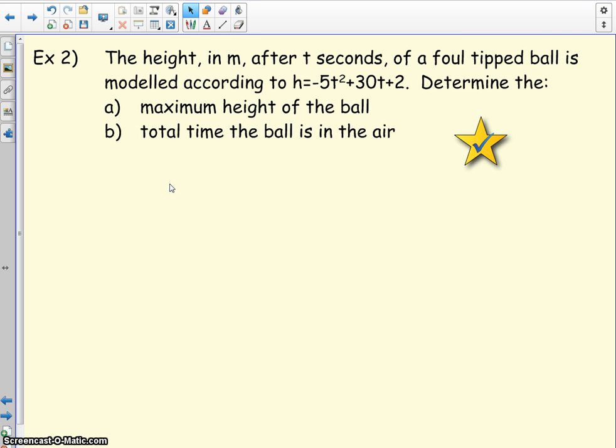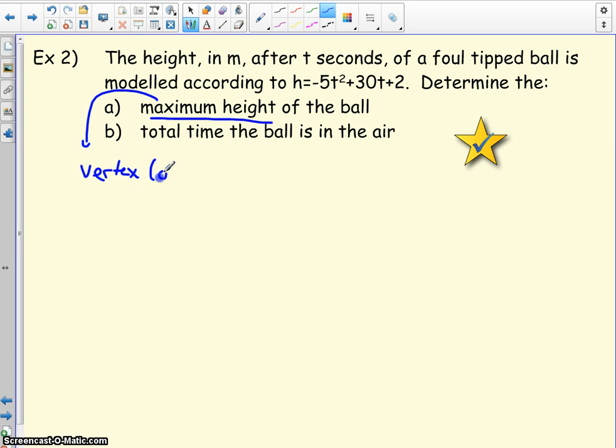Okay, so let's take a look at a word problem here. The height after t seconds of a foul ball is modeled according to h equals negative 5t squared plus 30t plus 2. So it's asked us to find the maximum height of the ball. Now, maximum height is the optimal value. So that's the y value of the vertex, in this case the h value of the vertex. So we need to find the optimal value.